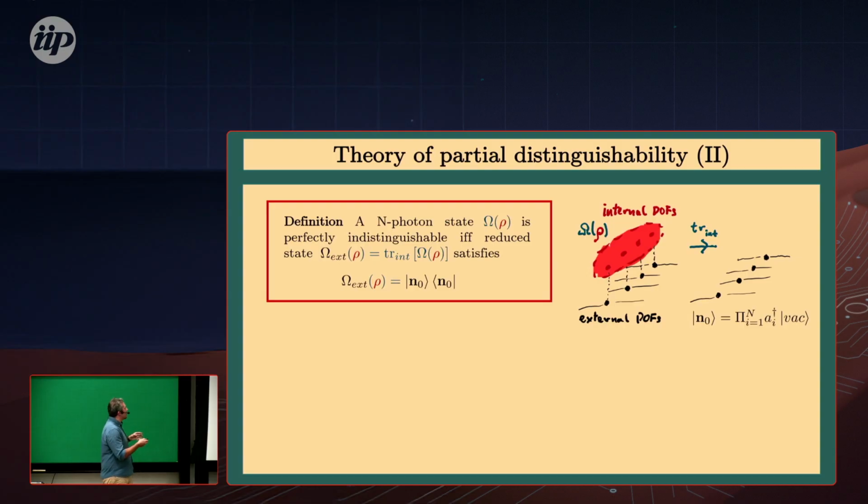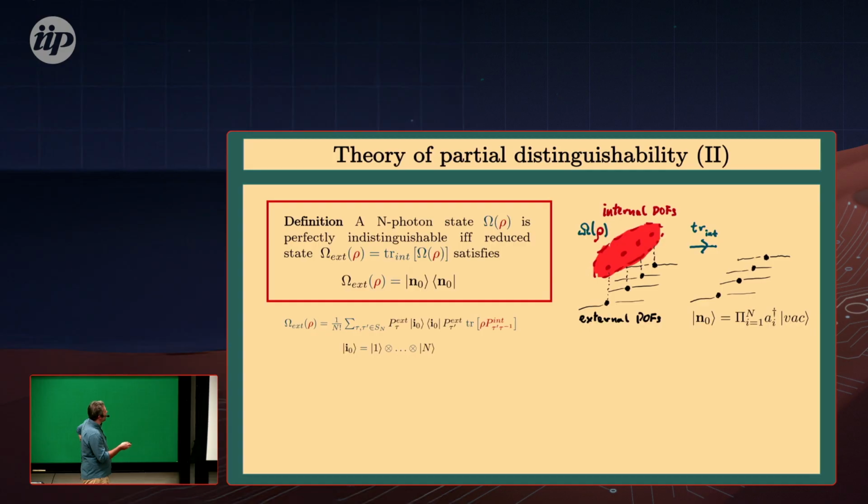Right, and one can formalize it: I just demand that the reduction of the state omega to those external degrees of freedom is exactly this Fock state. Good, I can postulate something like this. And now, using the language of first quantization, I can write a formula for this reduction. It's like a double sum over permutations. It's complicated.